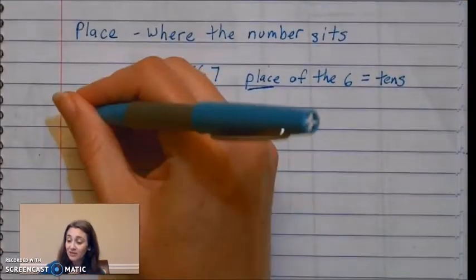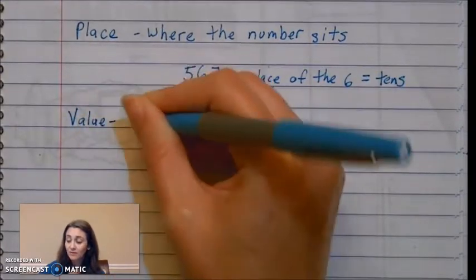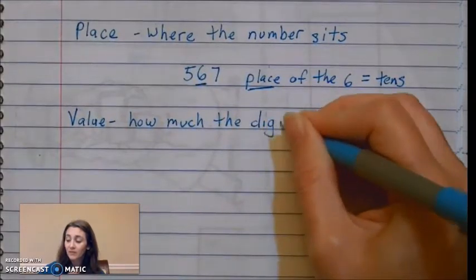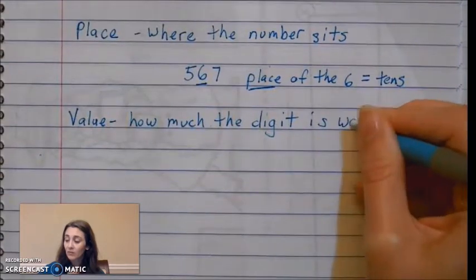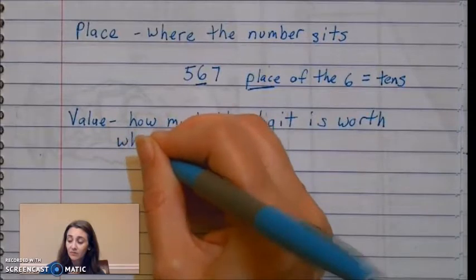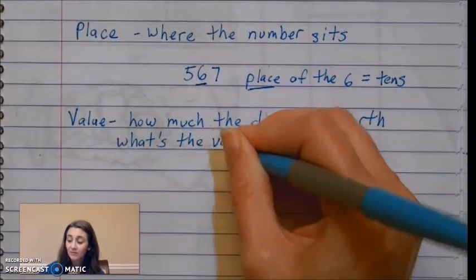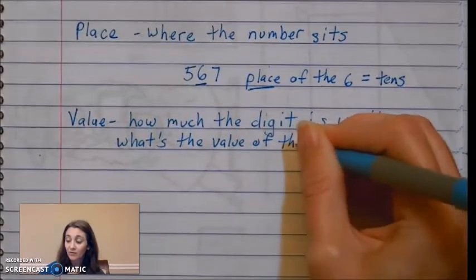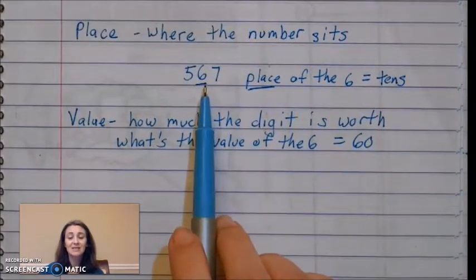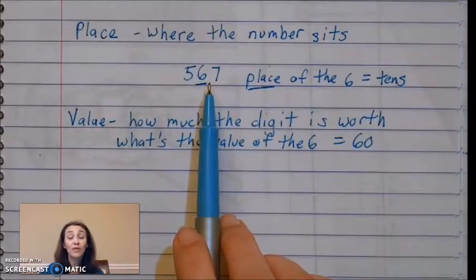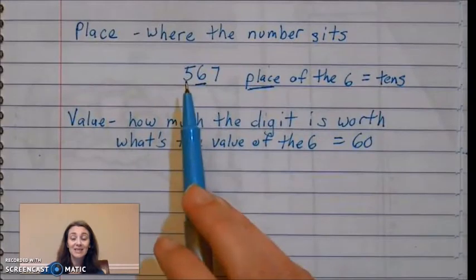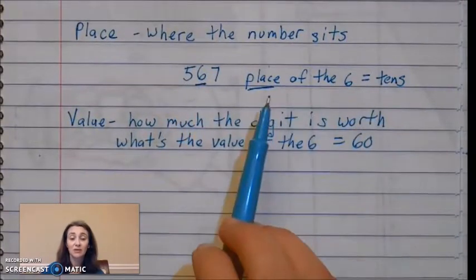Now the value is a little bit different. The value is how much it is worth. How much the digit is worth. Okay, so using this same number, if I asked you what was the value of the underlined digit, or the value of the 6, that would be 60. This 6 is worth 60 because it's sitting in the tens place. Like 6 $10 bills would be worth $60. It would have a value of $60. The value is how much it's worth, and that's going to be a number like this. The place is where the number sits, and that's going to be a word. The tens place, the hundredths place, the thousands place.